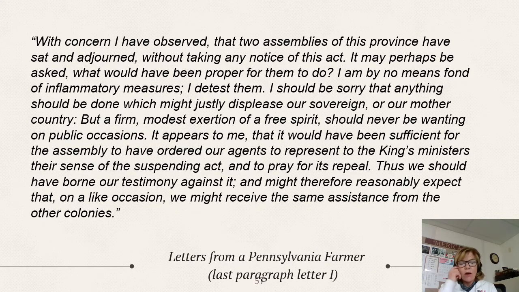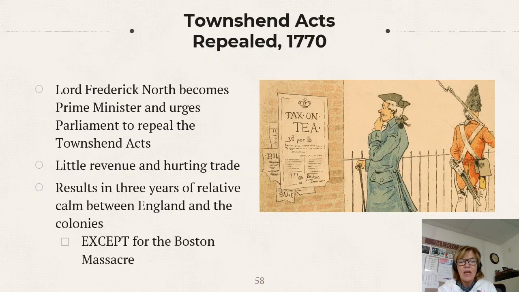So this is a copy of a segment of one of the letters from a Pennsylvania farmer that John Dickinson wrote. And basically all he's doing in here is arguing for the repeal of the Townshend Acts, right, to get rid of them. And they are successful. They are repealed. We get another prime minister. This one, Frederick North, comes in and he urges that the Townshend Acts be repealed by Parliament.